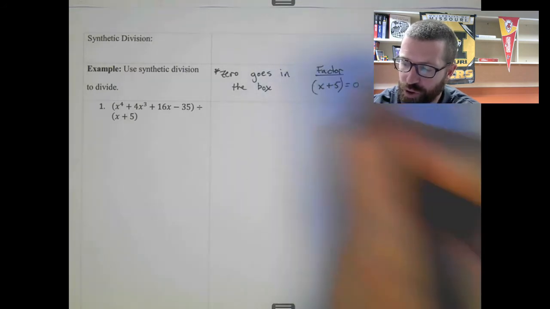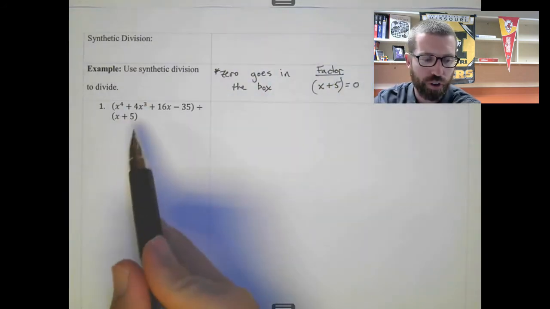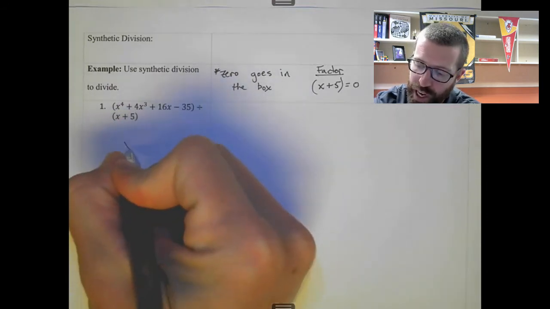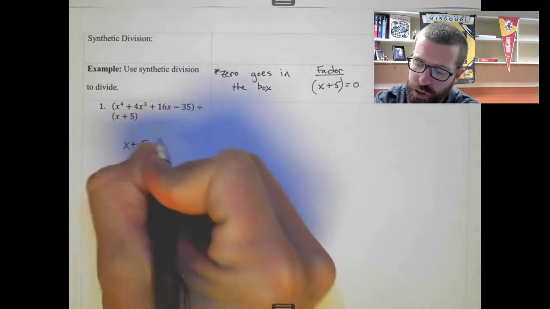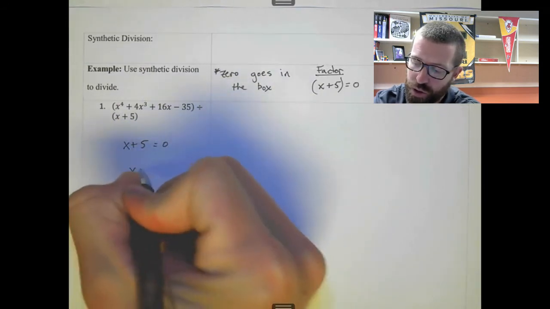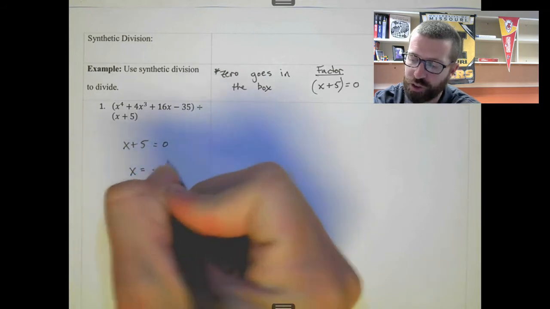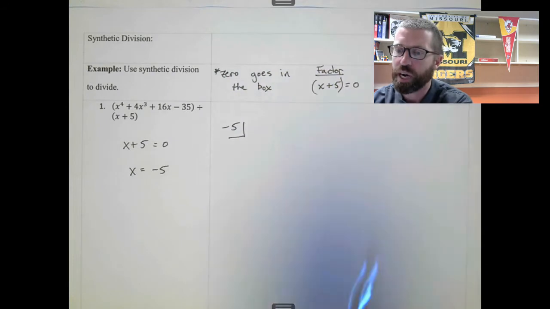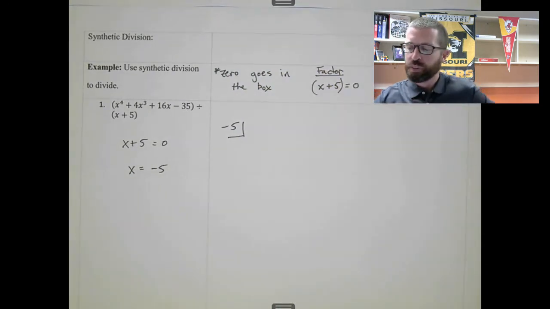So factors and zeros. This one is all this stuff divided by x plus 5. And so my factor is x plus 5 that I'm dividing by. And my 0 is x is equal to -5. So -5 is the number we're going to put in the box here. Okay, so that's the first step of synthetic division.